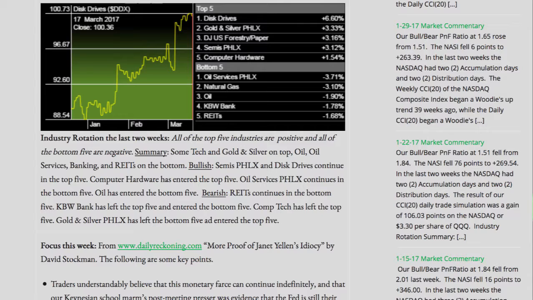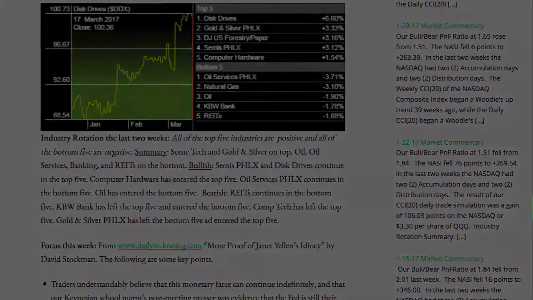Oil services continues in the bottom 5. Oil has entered the bottom 5. Bearish, REITs continues in the bottom 5. KBW Bank has left the top 5 and entered the bottom 5. Comp Tech has left the top 5. Gold and silver has left the bottom 5 and entered the top 5.